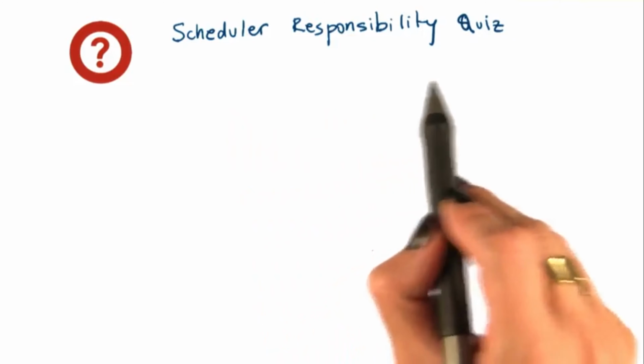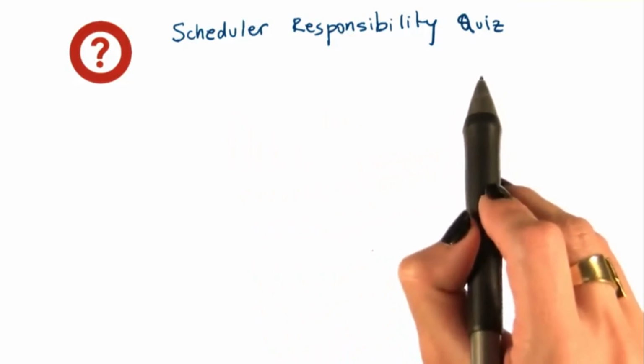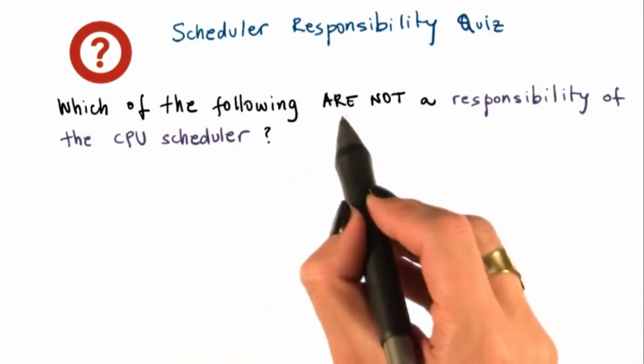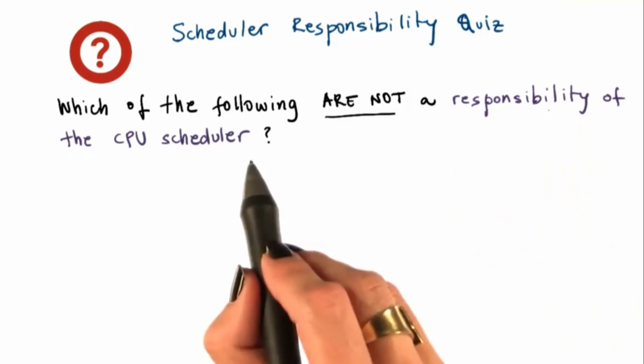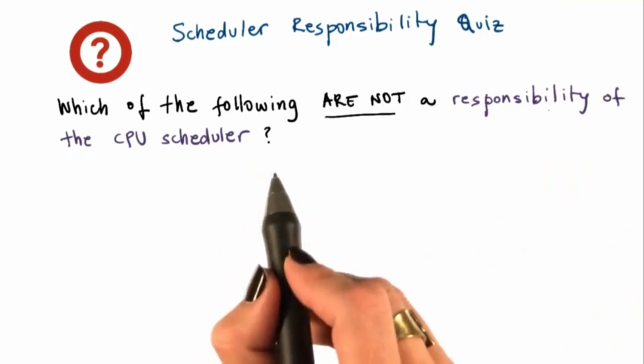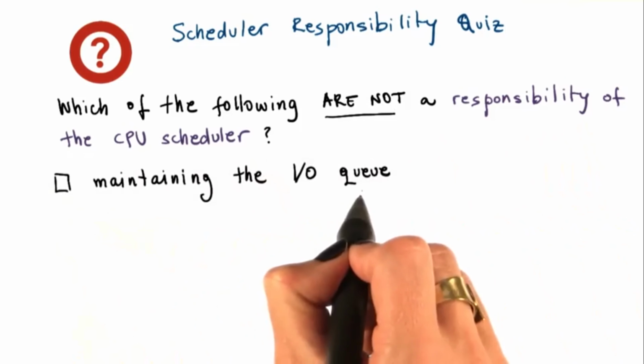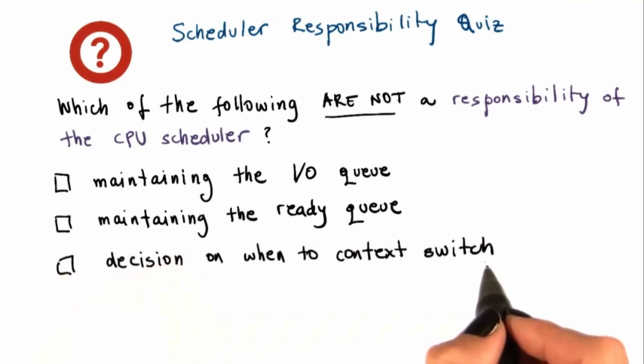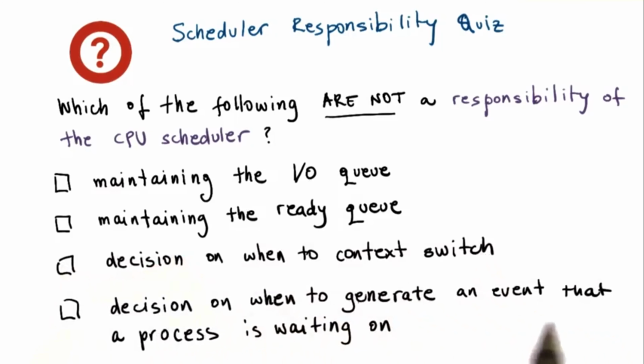To make sure you understand the responsibilities of a CPU scheduler, let's take a quiz. The question is, which of the following are not a responsibility of the CPU scheduler? The options are maintaining the I/O queue, maintaining the ready queue, deciding when to context switch, or deciding when to generate an event that a process is waiting on. You should pick all that apply. Let's see what the correct answers are.